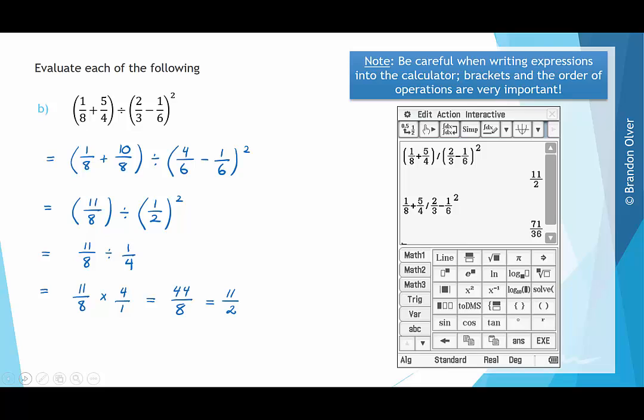Once again, you need to be careful if you're going to use a calculator, as putting the brackets in the wrong spot will result in the wrong answer. So if you put it in correctly, you should get 11/2, which is the same as what we found by hand.